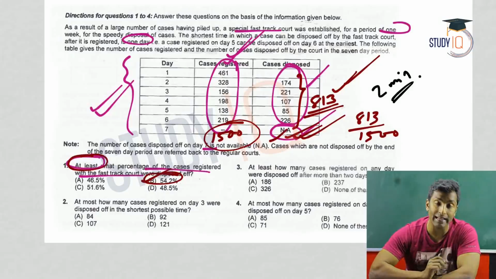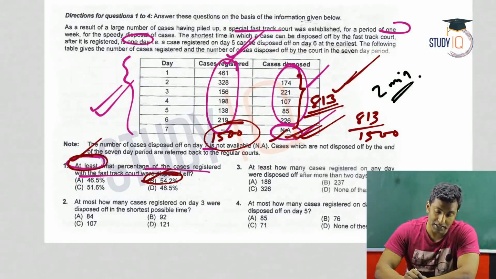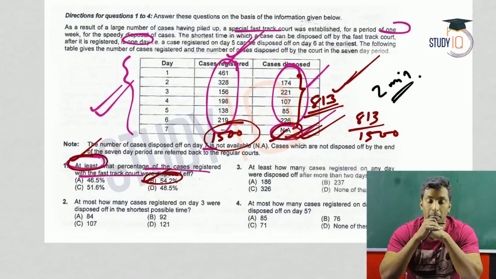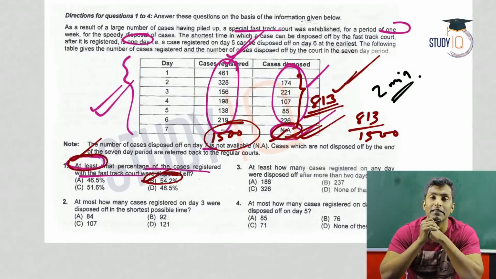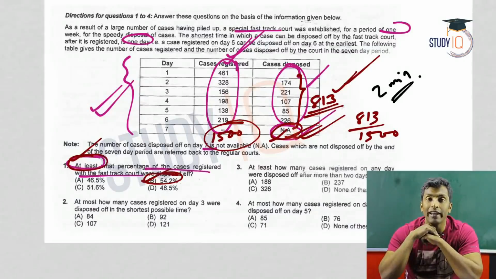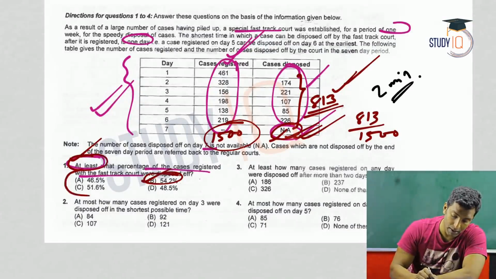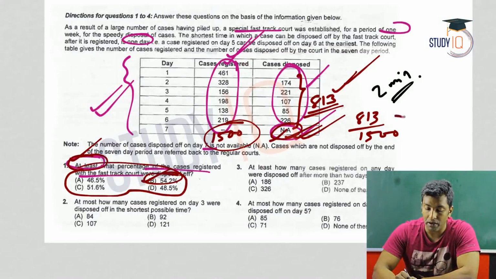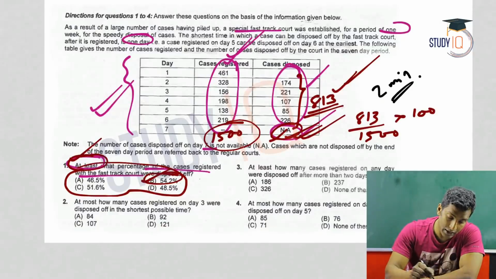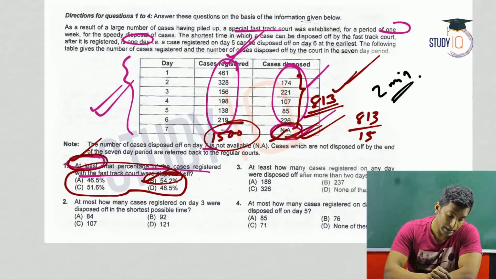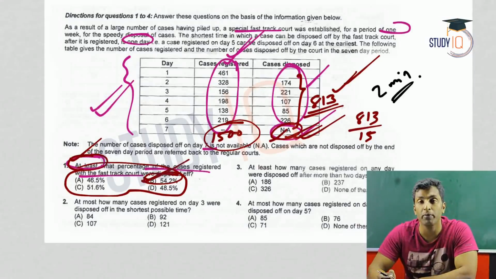This is a keyword, at least. So you can make an assumption that on the last day no cases were resolved. So total 813. So percentage means 813 divided by total into 100. Since these options have the same number of digits, into 100 or divided by 100 is not important for you. Rather than into 100 you can even do this: you can take off these 2 zeros. So 813 by 15 will give you 54.5.